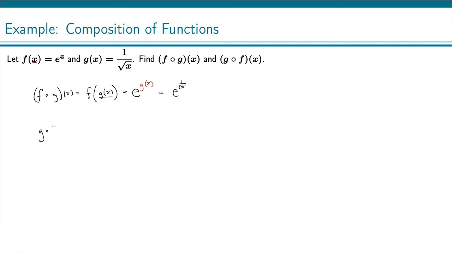For g composed with f of x, we're going to do the same thing, but we do it in reverse order. So this is g of f of x. We'll start with what f of x is, and we're going to plug f of x into the g function, so into our x right there. So that means I've got 1 over the square root of f of x.